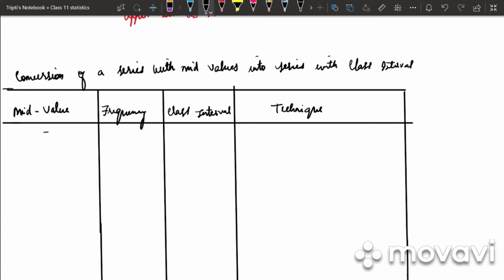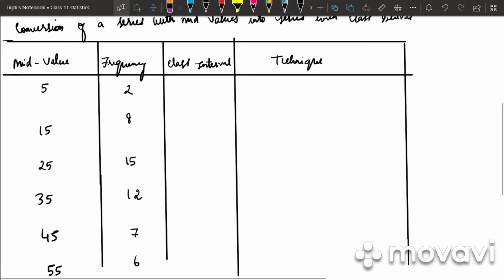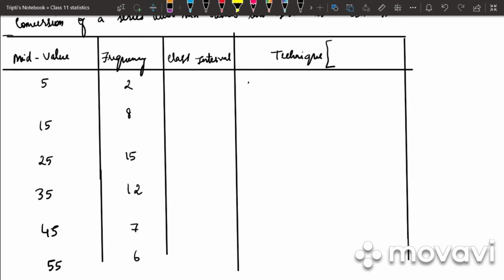So what are the mid values given in the question? 5, 15, 25, 35, 45 and 55. What are the frequencies? 2, 8, 15, 12, 7 and 6. So now we need to find out the class interval. Under the technique you can write L1 is equal to m minus half I, L2 is equal to m plus half I. So first we will find L1.